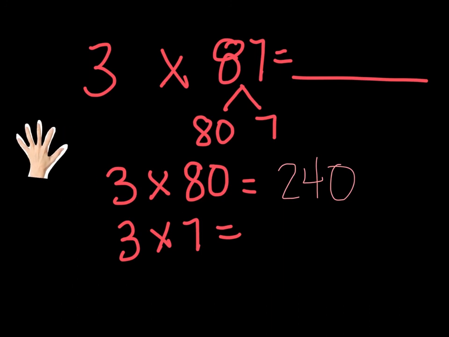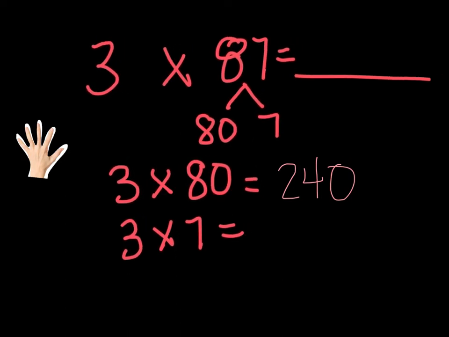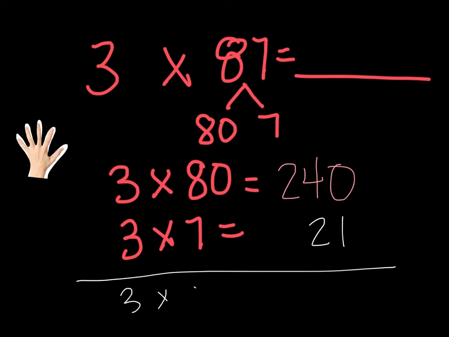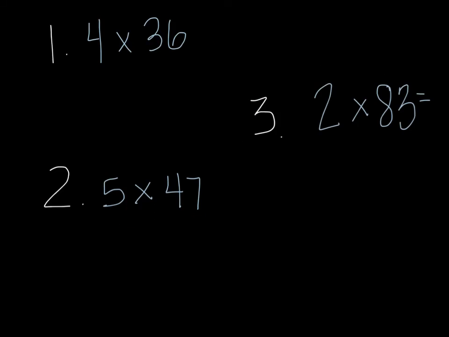And then you're going to look at 3 groups of 7. 3 groups of 7, remember to use a strategy if you're not sure. 3 groups of 7 is 21. And then your final step is you're going to combine all of that back together. So you're going to have 3 groups of 87 is equal to 261. So your product is going to be 261.